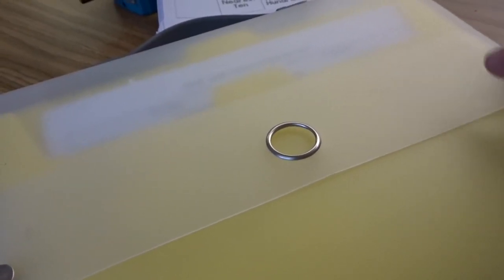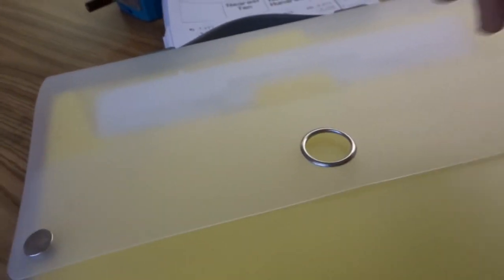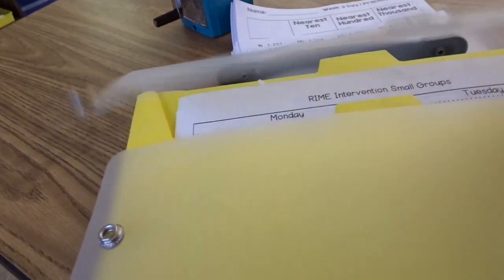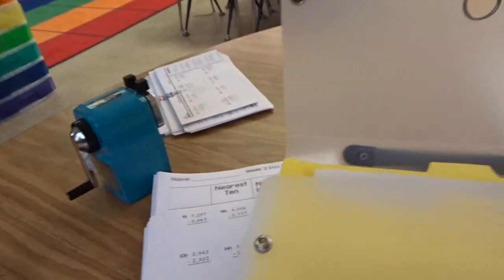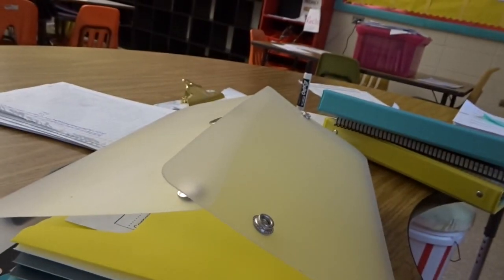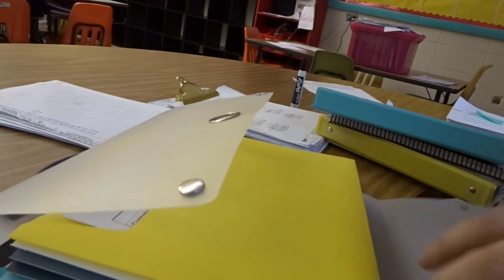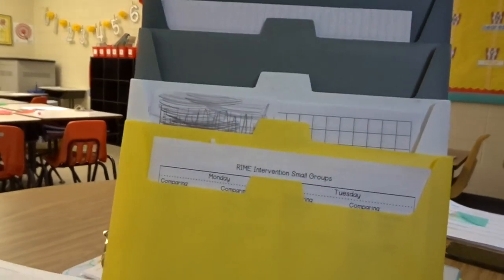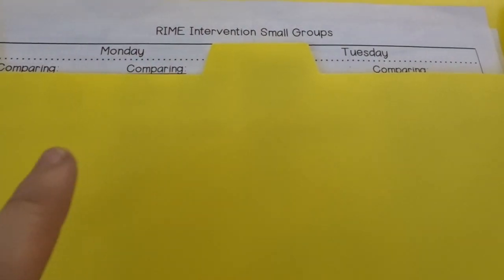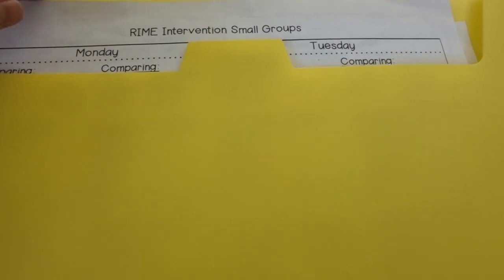I don't think I've showed you guys this, but this is how I'm organizing my intervention time. This was $14 at Office Depot, and when you open it correctly, it slides out like this, kind of like a hanging file folder. I have my groups made up for Monday, Tuesday, Thursday, and Friday because we don't do interventions on Wednesdays.